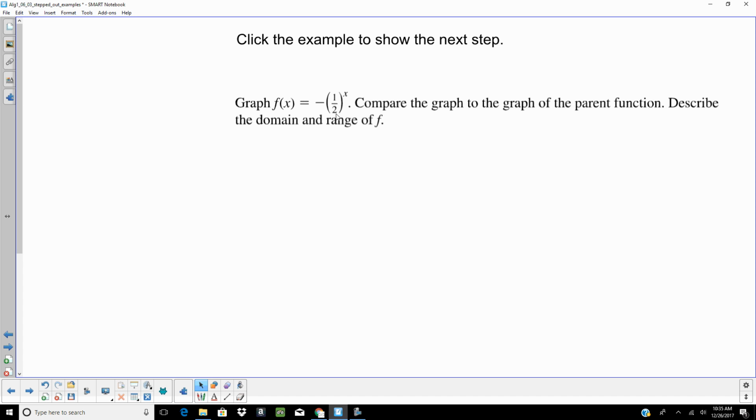So go ahead, try this one on your own. The parent function on this one would be 1/2 to the x.